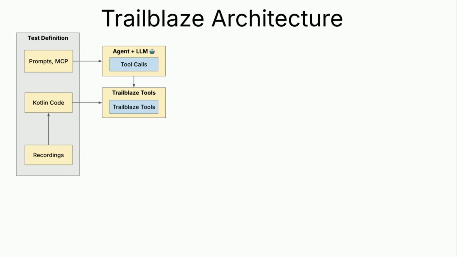So you have your test definition: those prompts and your Kotlin code. If it's a natural language piece, it goes to the agent and our LLM loop that we've been talking about, and that produces tool calls. Those tool calls, like we said, are type-safe Trailblaze tools, as we've called them. So this section here is our primitive thing that is interacted with. You can interact with it with your code, or the LLM can call it.